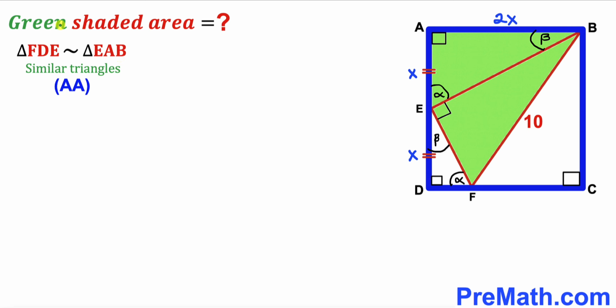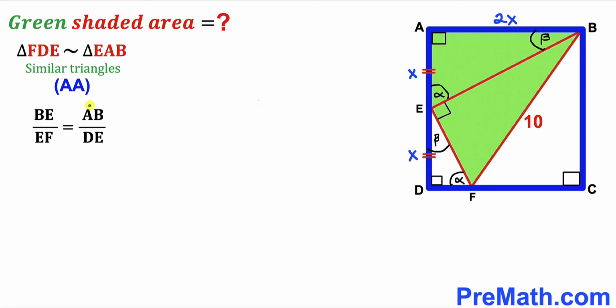So we conclude that these two right triangles, the right triangle FDE and the right triangle EAB, are similar triangles according to the angle-angle similarity theorem. Since these two triangles are similar, we have a proportion. In other words, the ratio of the side lengths BE and EF must equal the ratio of the side lengths AB and DE.